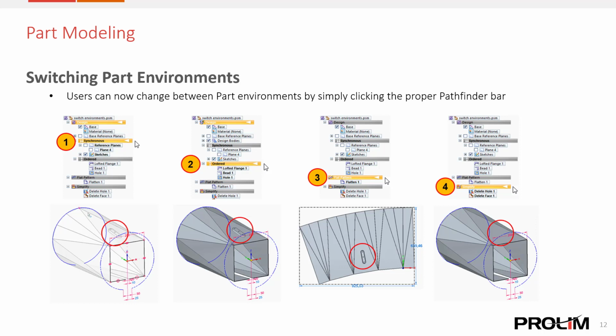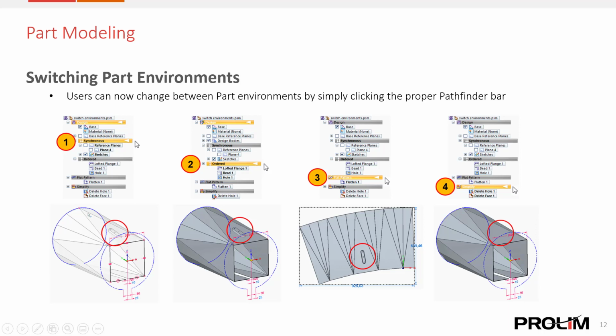So the next part modeling update we're going to take a look at is the fact that we can now easily change between the part environments by simply clicking on the proper Pathfinder bar. So here in this example, we can see that we first started off in synchronous, and then all we did was click on the ordered bar, and then the flat pattern bar, and then the simplified bar. And we can see the whole process here. It's a very simple change, but it makes all the difference in timing, which is great.